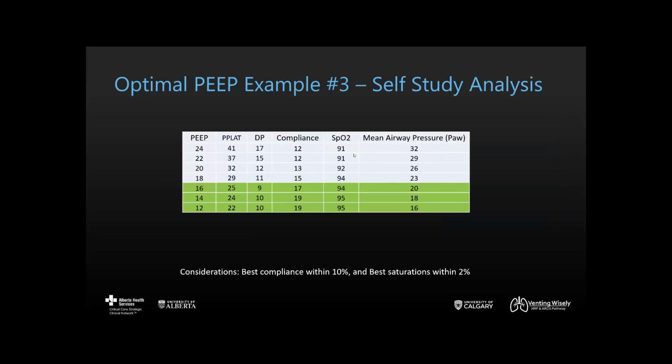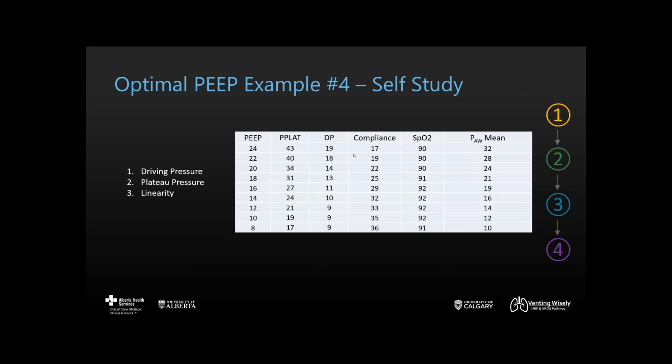Next, let's take the compliance and saturations into consideration when selecting the best PEEP. That still gives us a PEEP range of 16 to 12. Ultimately, the choice is yours, as seeing the patient provides you the full picture. Again, I would choose a PEEP of 16 with the lowest driving pressure and acceptable ranges for saturations and compliance. Okay, here's one more. Pause the video, then restart for the answer.